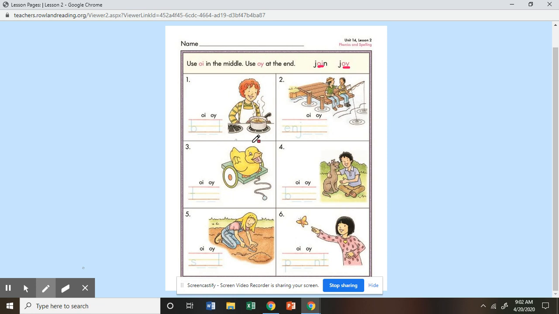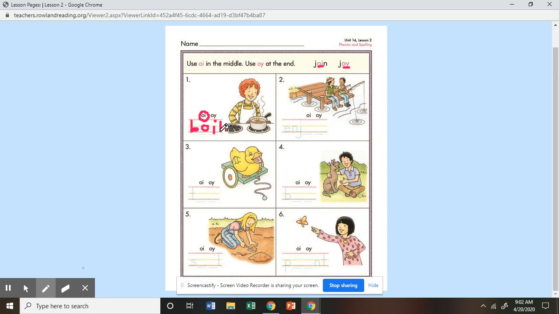Number 1. The water that Cass is making is coming to a boil. Now, what are we going to pick? O-I or O-Y? O-I, very good, because it's in the middle. So I'm going to trace the B, add the O and the I, and trace the L, okay?